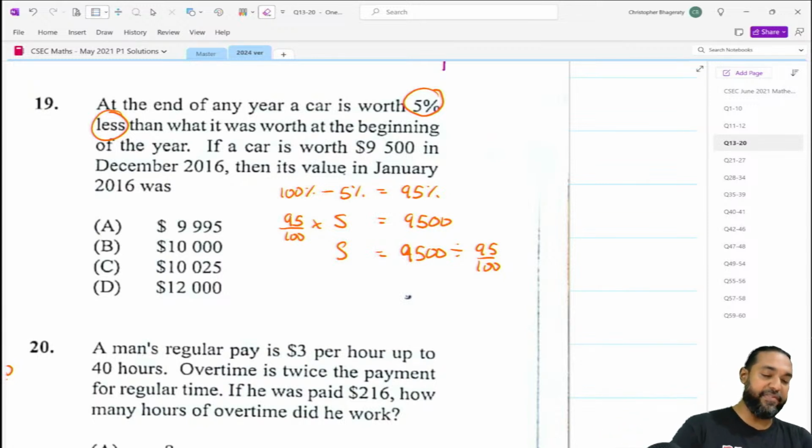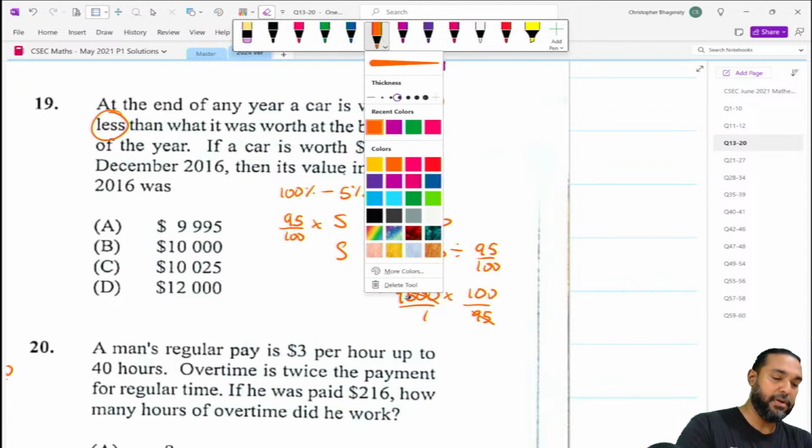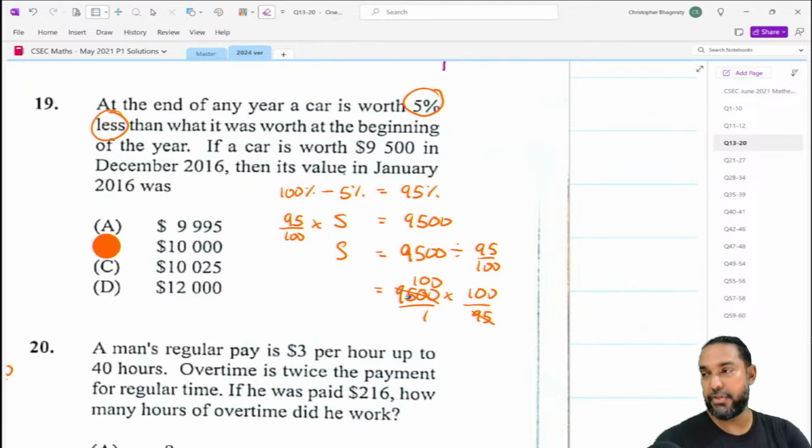Right, sorry, and when we're dividing with fractions, the protocol again: you change divide to multiply and you invert the divisor. Right, now 95 into 9500 goes 100 times. And 100 by 100 is 10,000. You have 4 zeros in total. Right, so 19 is definitely B. Good job, people.